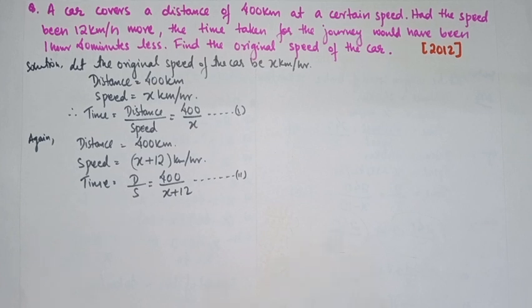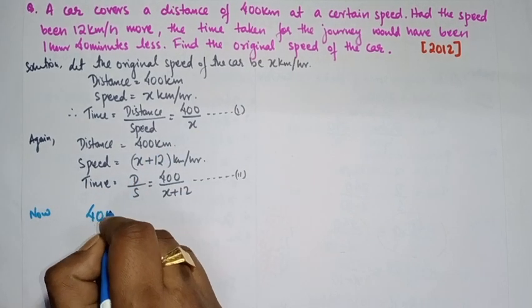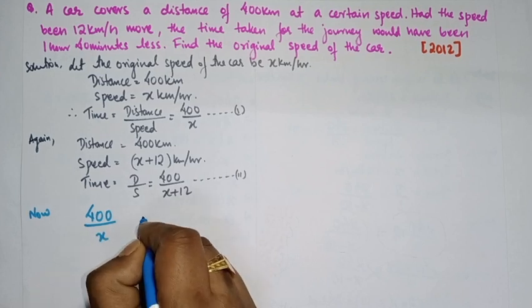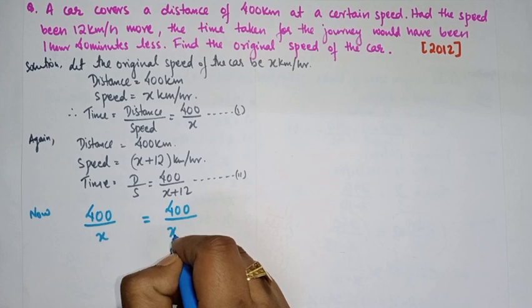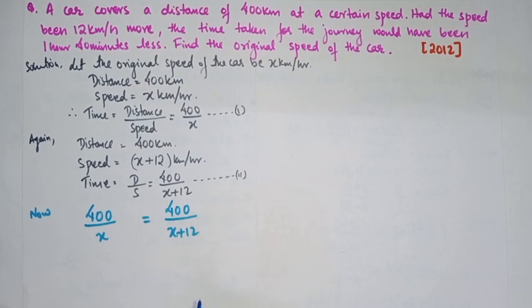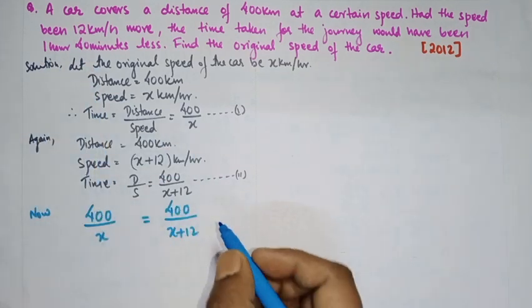I have already told you in my previous video what you'll do. You'll use a simple trick. You'll take 400 upon x equals 400 upon x plus 12. I already told you that if the denominator is more, the value will be less. That means this value is less, so I have to add 1 hour 40 minutes to this value.